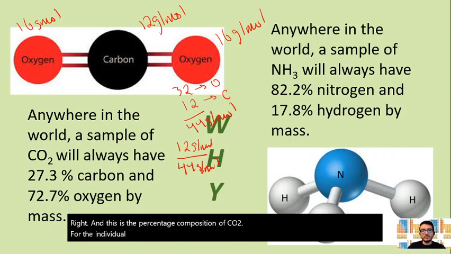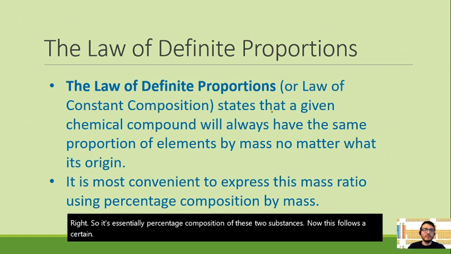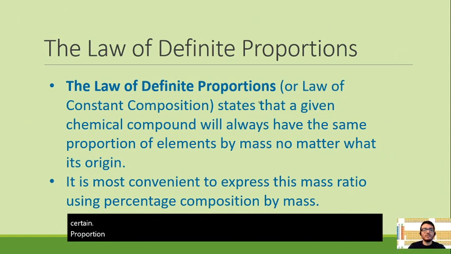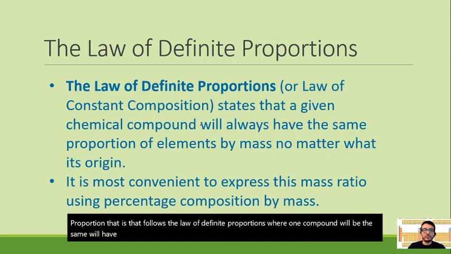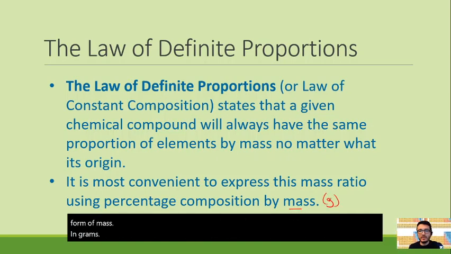Ammonia, similarly, is 82.2% nitrogen and 17.8% hydrogen by mass. Right, so that's essentially the percentage composition of these two substances. Now, this follows a certain proportion, and that follows the law of definite proportions, where one compound will have the same proportions by mass, no matter where it is. Okay, and we measure this in the form of mass, in grams, and we'll get to that right now.